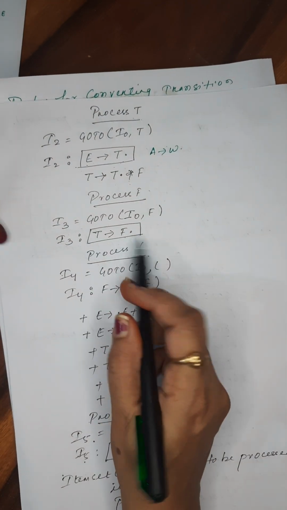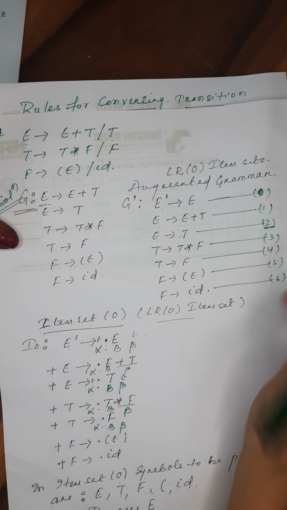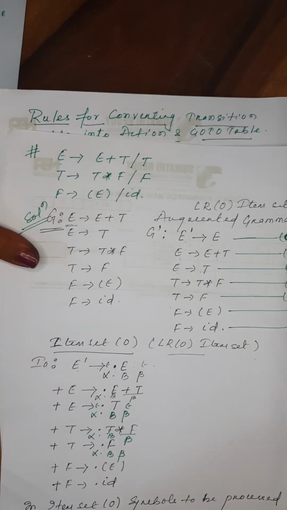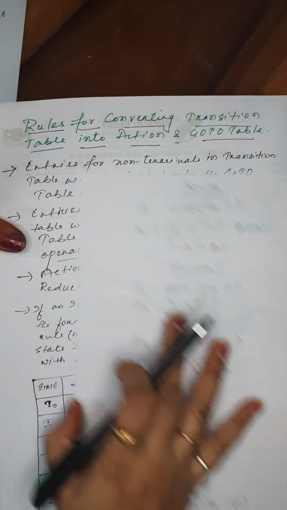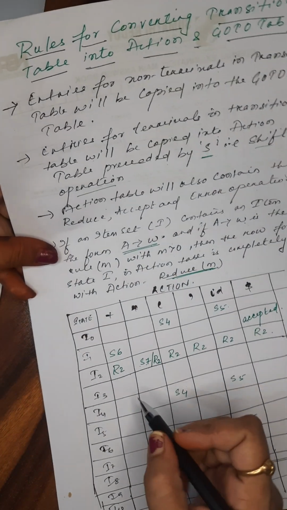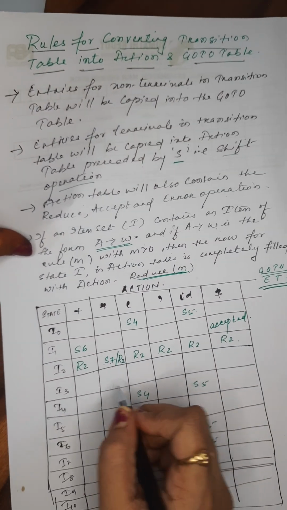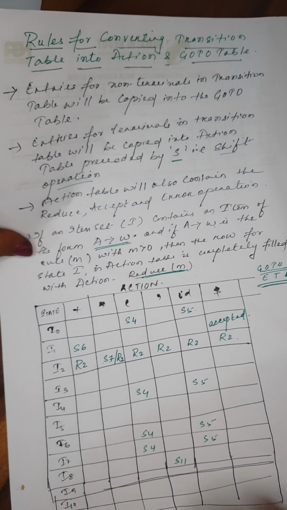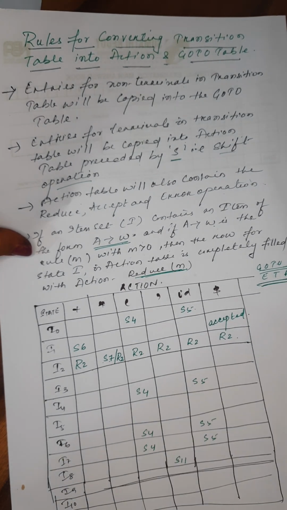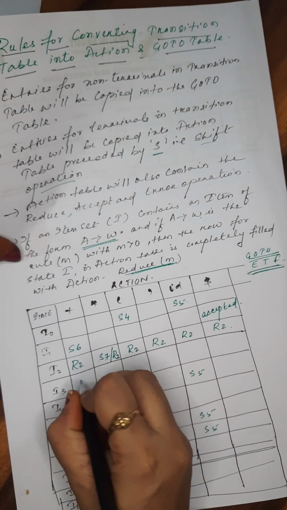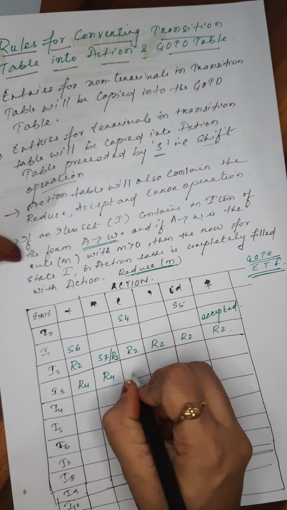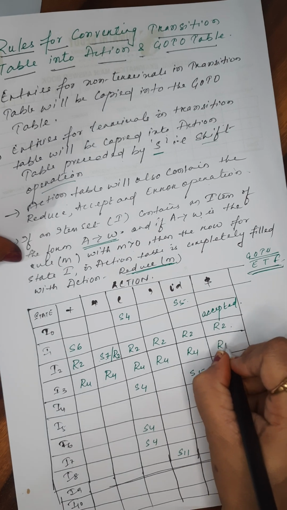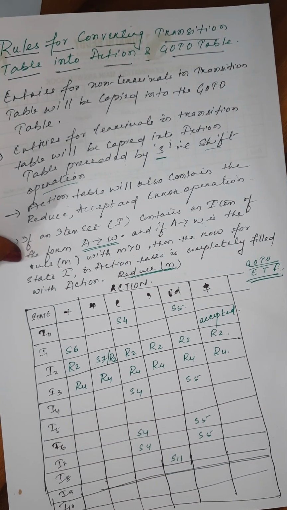In I3 we have T tends to F dot. Go to the equation number, T tends to F dot is equation number 4. So, which item set is it? It is your I3. Now see, previously in the transition table I3 was completely blank. So, what will we do? We will enter it as R. Equation number is 4, so we will enter your R4. Likewise, we will check for all the item sets.